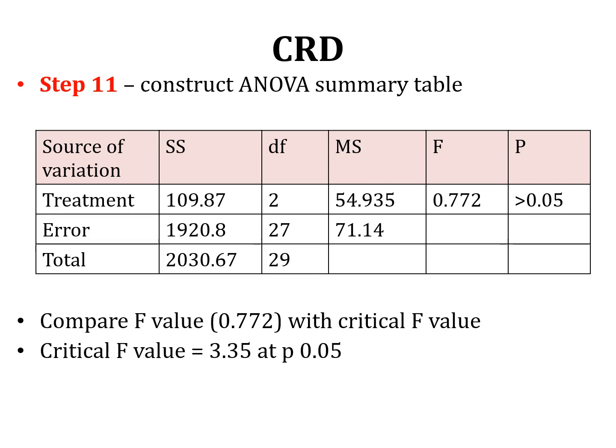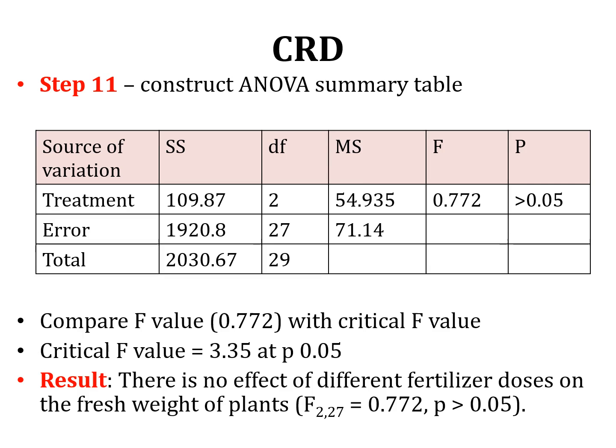So now it is time to state our results, and the result is there is no effect of different fertilizer doses on the fresh weight of plants. F at 2 and 27 degrees of freedom is 0.772, and the probability is greater than 0.05, right? So we have obtained a non-significant result in this case. So this is the example to explain what is meant by CRD.